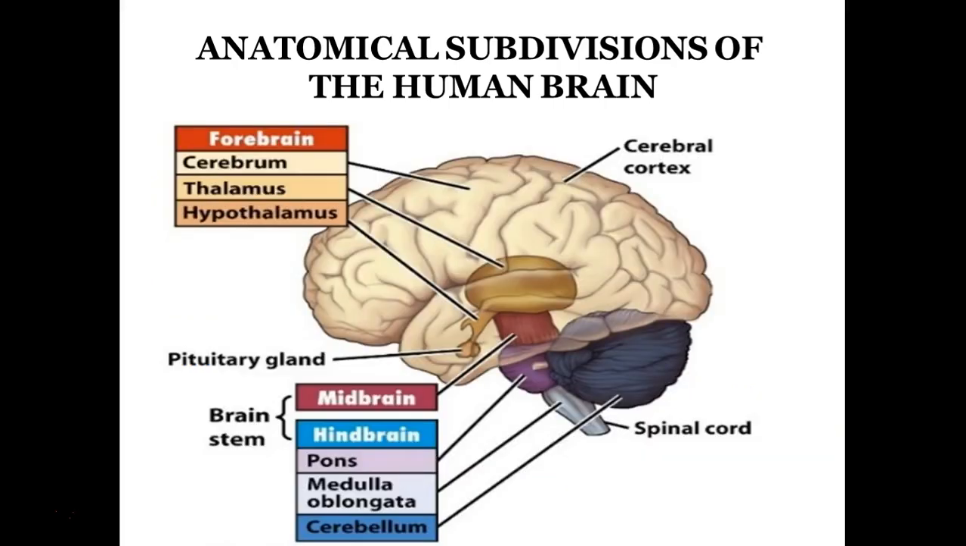Finally, this is the structure of your brain. The outer covering of the brain is called the cerebral cortex. Then you have your forebrain, which is the main region of the brain. It consists of the cerebrum, thalamus and hypothalamus. Then the red portion in between is your midbrain, and in the lower brain region there is the hindbrain, which consists of the pons, medulla oblongata and cerebellum. The midbrain and hindbrain both together form the brain stem.